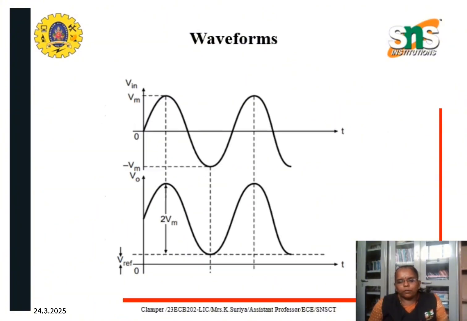So this is the waveform of a positive clamper. Here the V reference value is a positive value. The first one is the input waveform and the second one is the output waveform. So the output is shifted by the V reference value as shown in the second diagram. Just the position of the output signal is shifted. The input and the output signals are the same as shown here in the diagram.